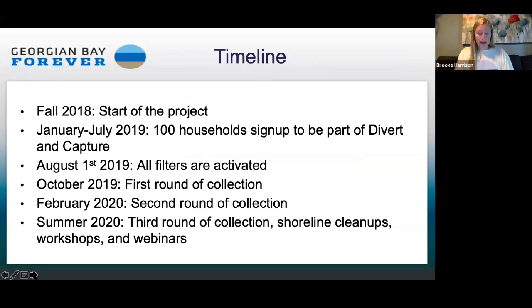So this is the timeline of the study. In fall 2018 is when it got started. January till July is when we started recruiting 100 households to be part of this study, and we also installed 100 filters in homes. August 1st is when they all turned on. We did a sample at the wastewater treatment plant before this, which I'll talk about in a bit. Then we did the first round of collection in October, and the second round in February. And this summer we're hoping to do the third round of collection and then continue with the shoreline cleanups, workshops, and webinars if able.